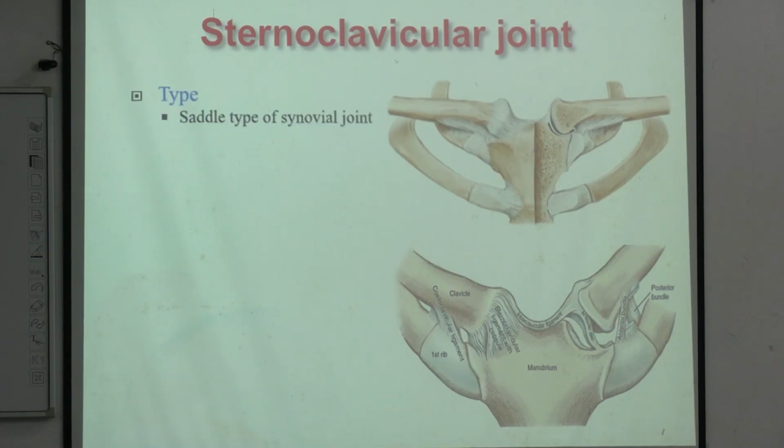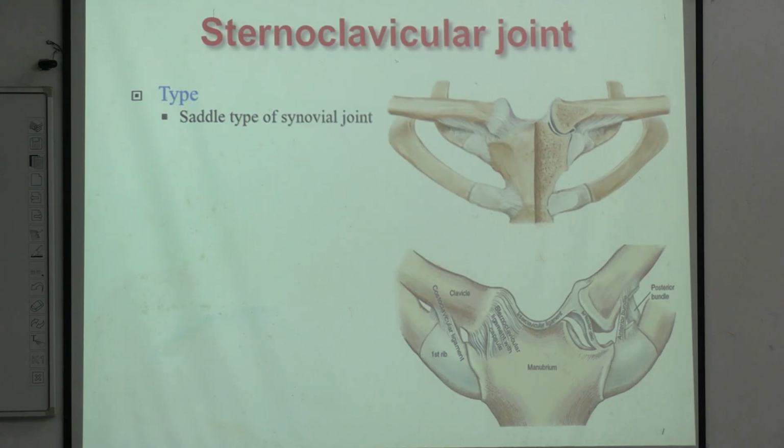And what subtype of the synovial joint, if you can remember, that is good. If you cannot remember what subtype of the synovial joint it is, just let go. This particular joint we call a saddle type of synovial joint. In the sternoclavicular joint, the articular surface, that means which bone surfaces come here to form this joint? We can see this clavicle, which end of the clavicle? Medial end. So, the medial end of the clavicle joins with the sternum.